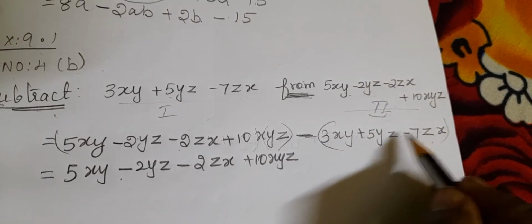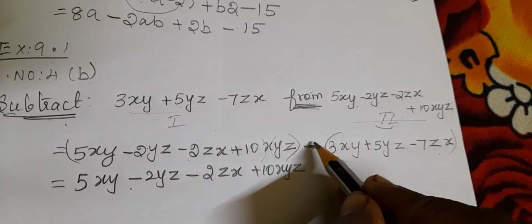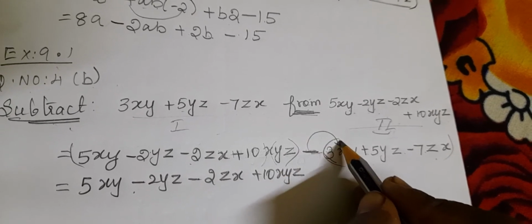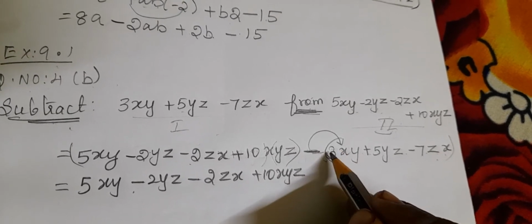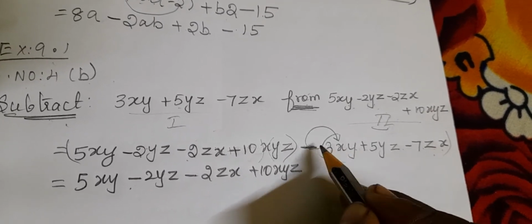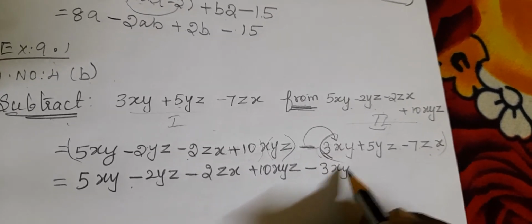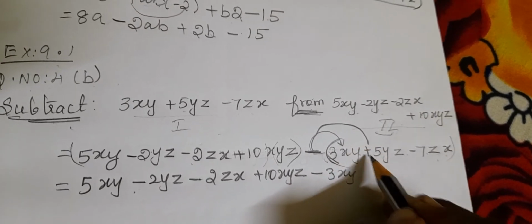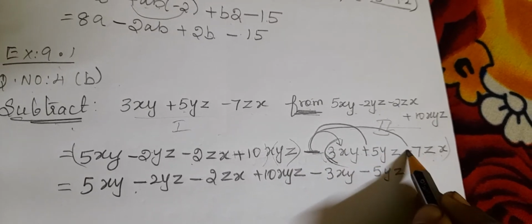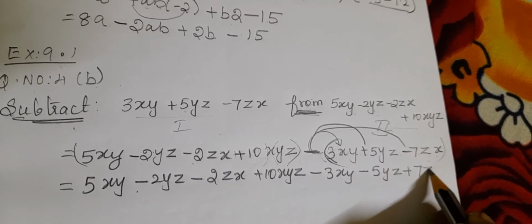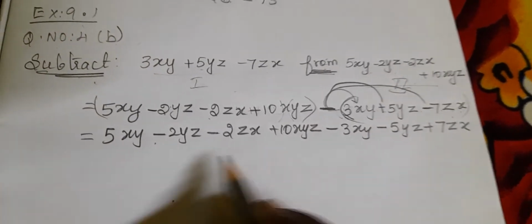Then I am going to write the second expression. When I remove the bracket, the symbol before the bracket will be multiplied with each term inside of the bracket. If I remove the bracket, actually it is a plus 3xy. When I remove the bracket, it becomes minus 3xy. Again, minus into plus will be minus 5yz. Again, minus into minus is plus 7zx. In these steps we have removed all the brackets.